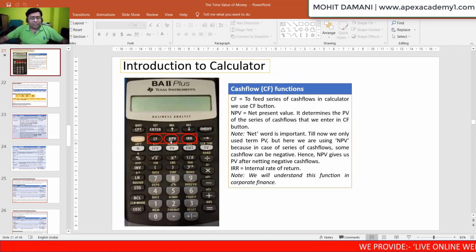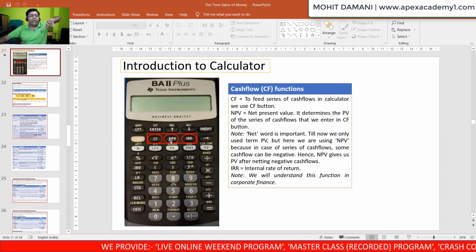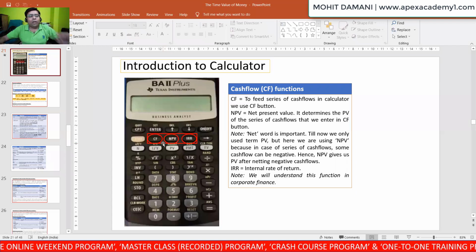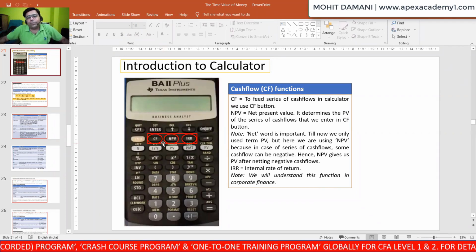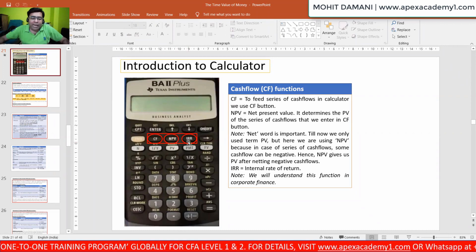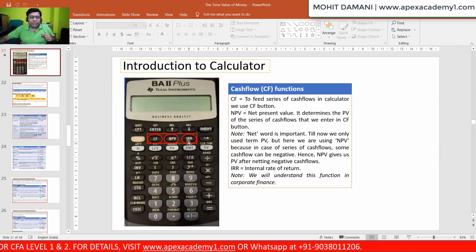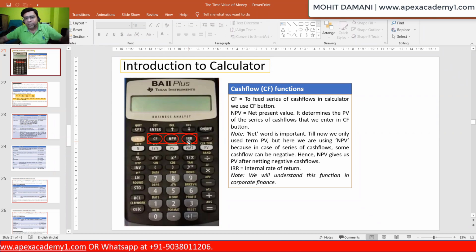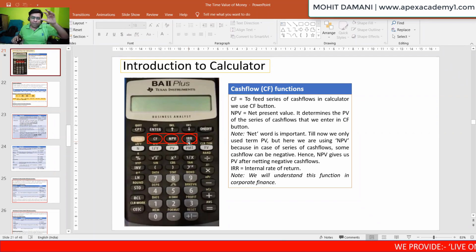NPV means net present value. So what is the net present value of the entire cash flows that you have entered in dollar terms? If you want things in dollar terms, then you will enter this. IRR is internal rate of return. As the name suggests, it is a percentage, because returns are always in percentage. Here you will get to understand the hidden or implied rate of return in this series of cash flows that you are entering. So CF, NPV and IRR, these are the three buttons that you see.